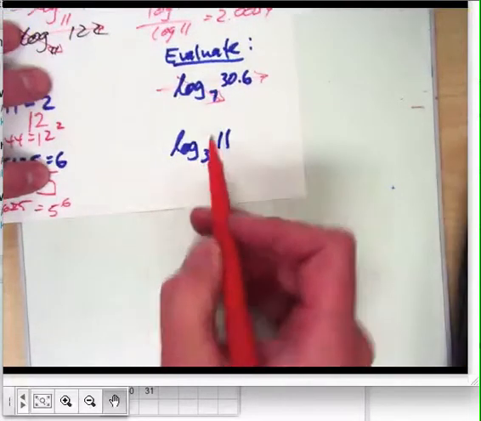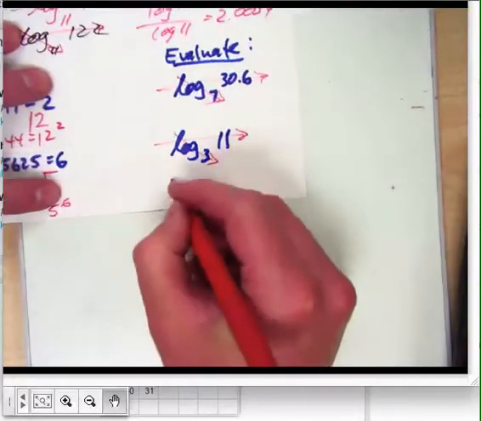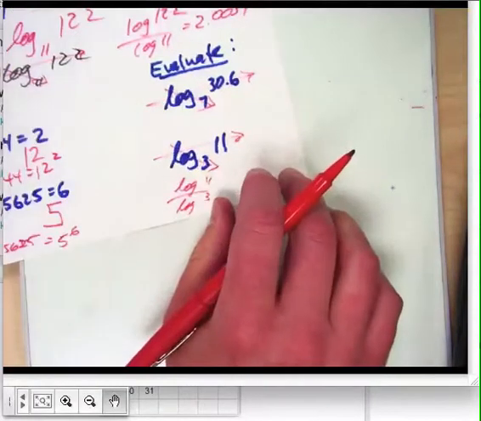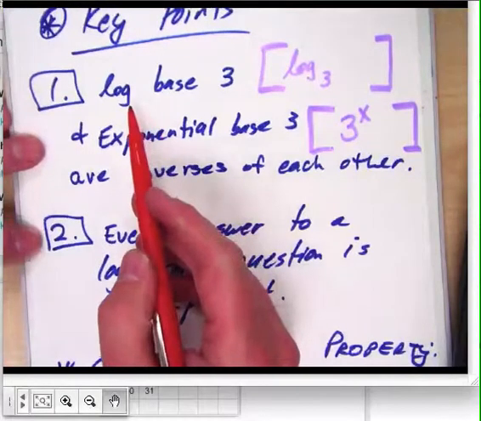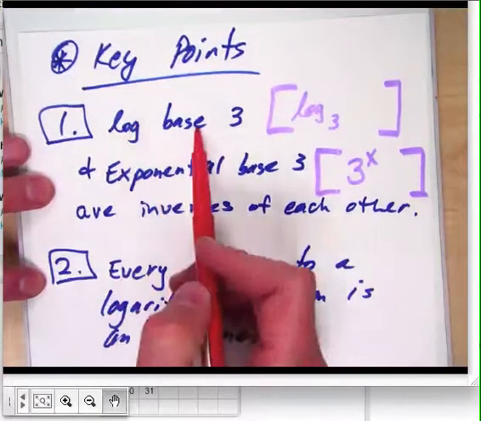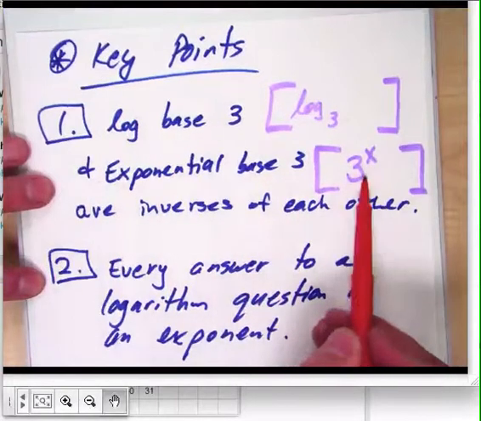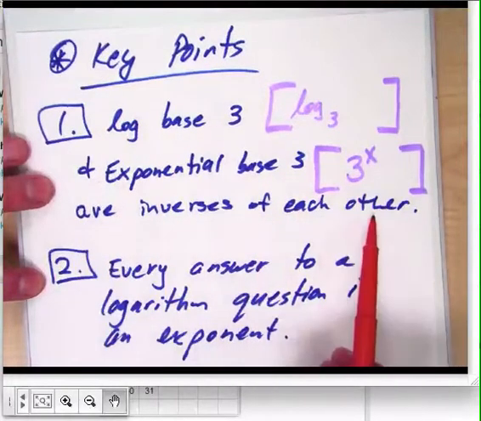Next one, same thing with this. Just take that divided by that. So you just do log of 11 divided by log of 3. Now, a couple other key concepts that we talked about today, and this will wrap it up here real quick, is that the key points are log base 3, which looks like this, and exponential base 3, which looks like that, are inverses of each other. So they cancel each other when you do them to both sides.